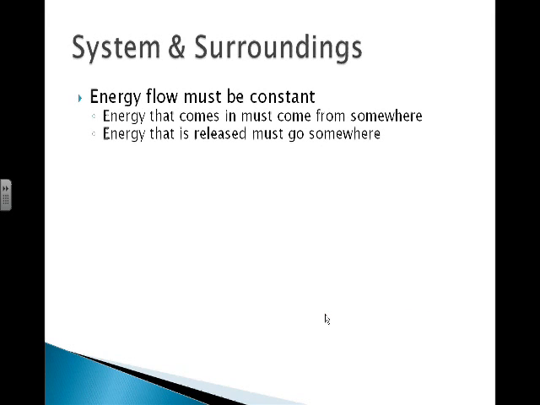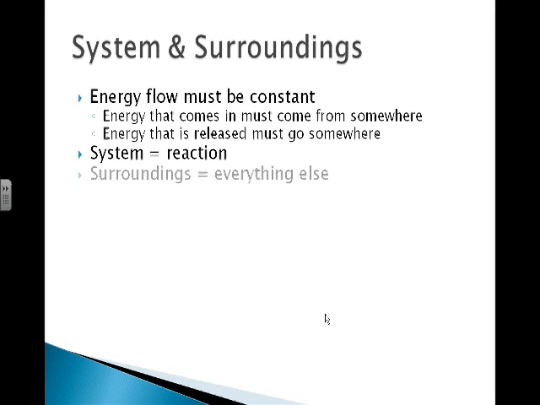Okay, so I've used the word system. It's important that you understand what the words system and surroundings mean. Energy flow has to be constant, just like conservation of mass says the amounts of mass have to be equal. In other words, energy that's coming into the reaction has to come from somewhere, and energy that's being released has to go somewhere. So we're going to talk in terms of system and surroundings.